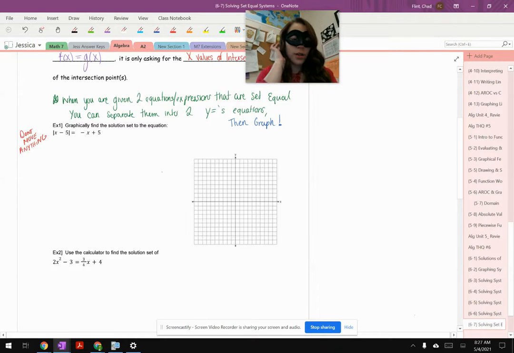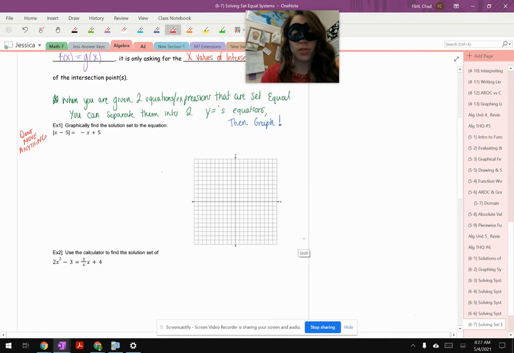Okay, here we are, example 1. I don't know why my pen says shift every time I write with it, but we're going to deal with it. I spent 10 minutes trying to figure it out.